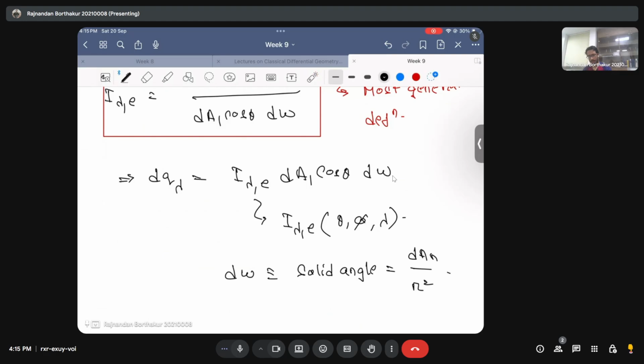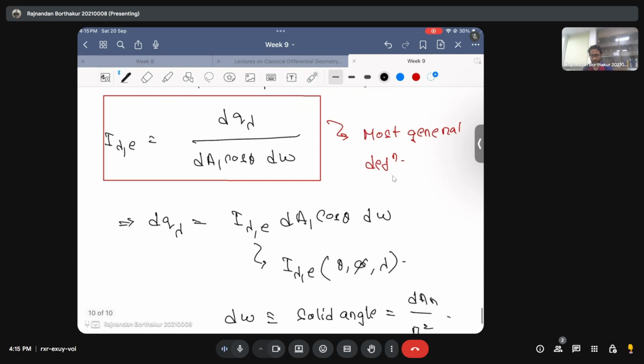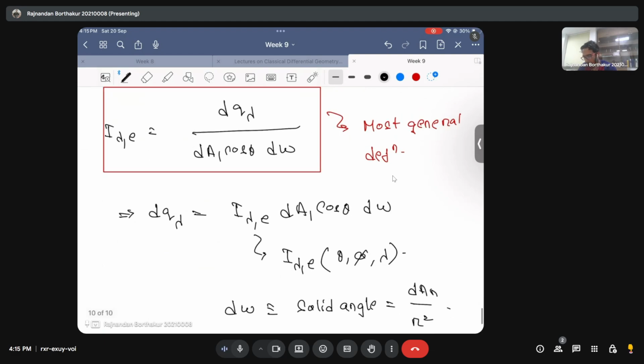So I hope this bit is clear. I'll wait here for a couple of minutes, just for you to digest what we just saw, and then we'll look into an important definition, which is known as the hemispherical emissive power.